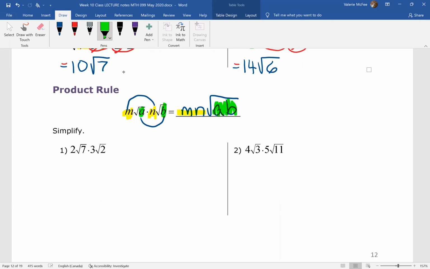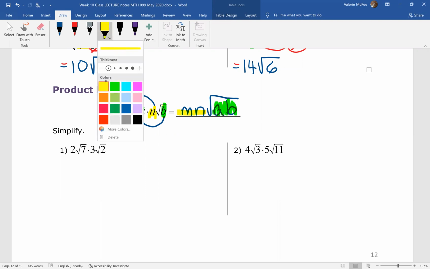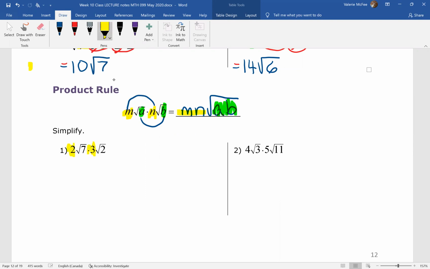So let's look at question 1. We have numbers outside and we have numbers inside. If it helps you to color code them before you start, then do it. Do whatever makes this work for you. 2 times 3 is 6. Root 7 times root 2, there's nothing I can simplify there. 7 and 2 are both prime numbers. All I can do is multiply them, and I know they can't be simplified any further. Try question 2.